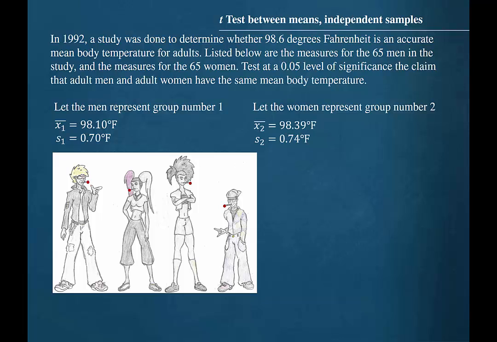Test at a 0.05 level of significance the claim that adult men and adult women have the same mean body temperature. We will let the men represent group number 1 and the women represent group number 2.